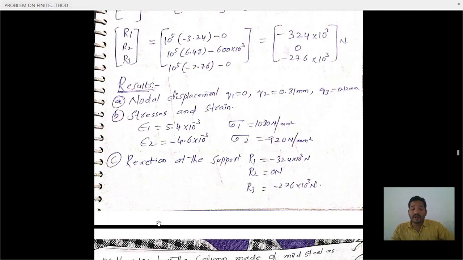After that, we have found out the normal reaction at the supports. The normal reaction acting at point 1, R1, is minus 324 into 10 power of 3 Newton. The normal reaction acting at point 2, R2, becomes 0 Newton. The normal reaction acting at point 3, R3, is equal to minus 276 into 10 power of 3 Newton.